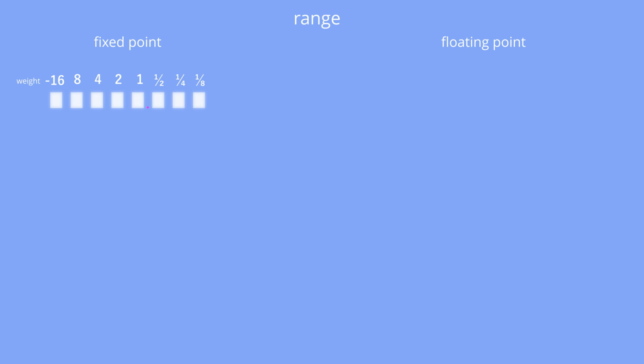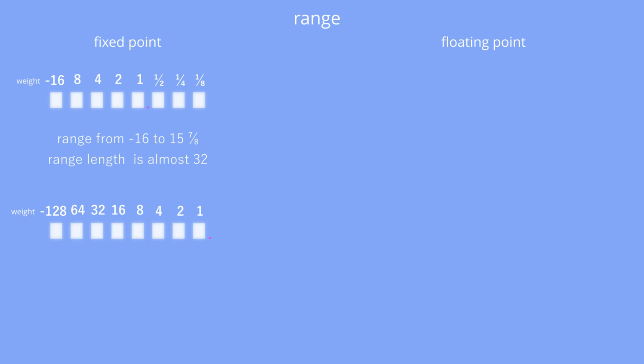Now let's talk about range, the first advantage of floating point. For example, we have 8 bits for a number in both fixed point and floating point. Let's consider two examples of fixed point notation with different positions of point. The first example can store fractions down to 1/8. Here the range is from -16 to 15 and 7/8. So the range length is almost 32. The second example can store only integer numbers. Here the range is from -128 to 127. So range length is almost 256.